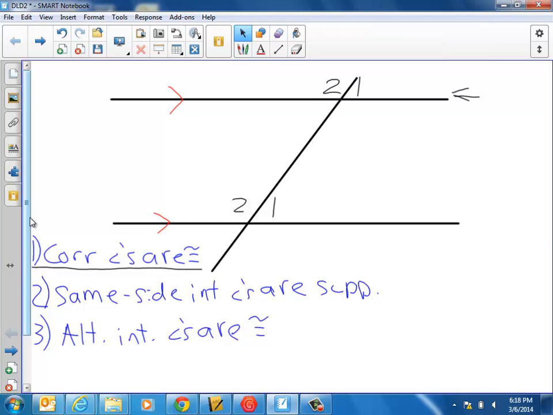Moving forward, this idea that parallel lines make special pairs of angles doesn't go anywhere. It's still going to stick around. I promise, I promise.